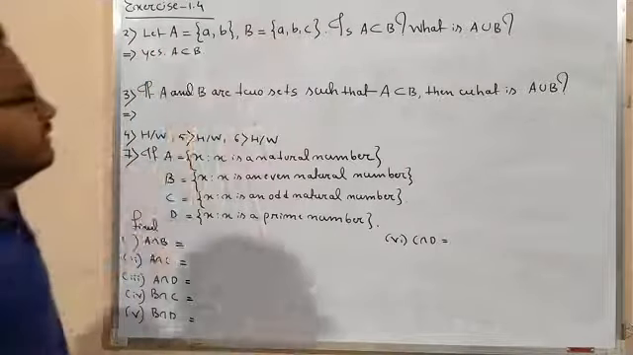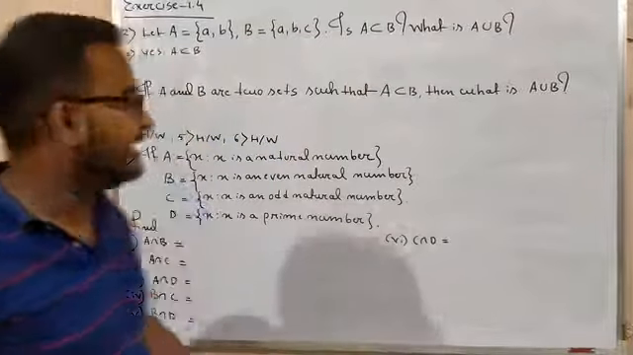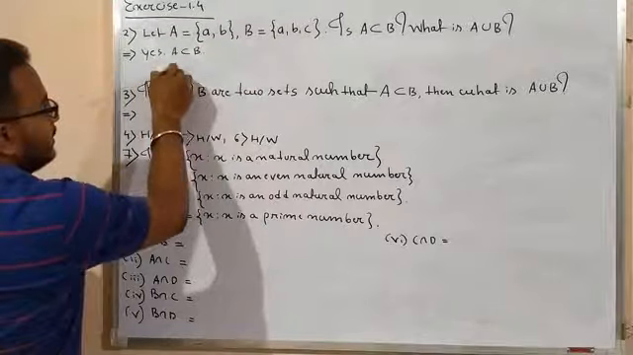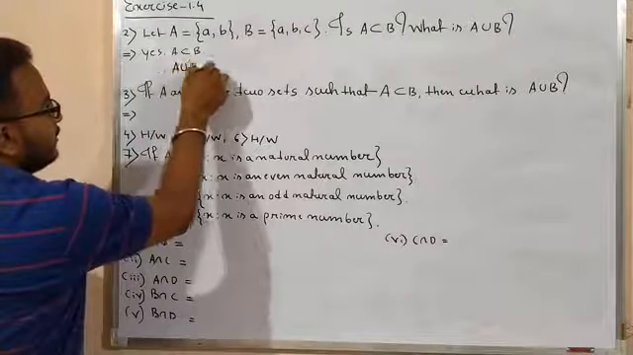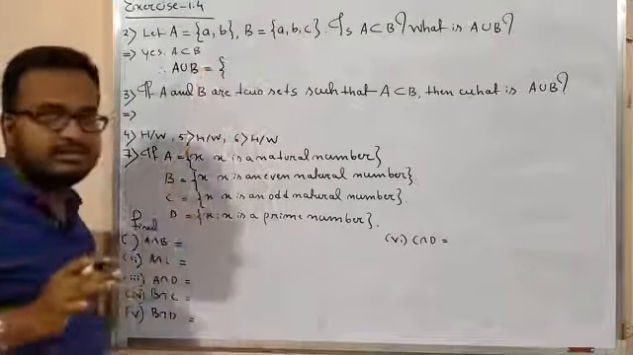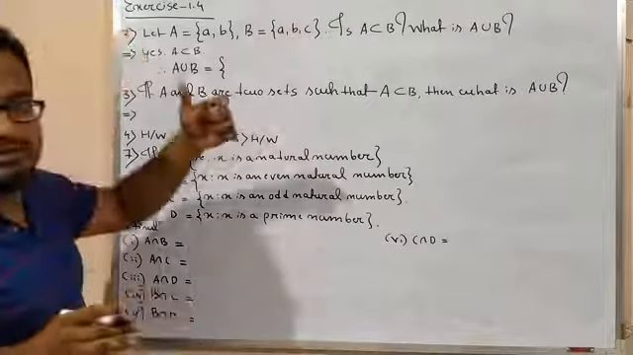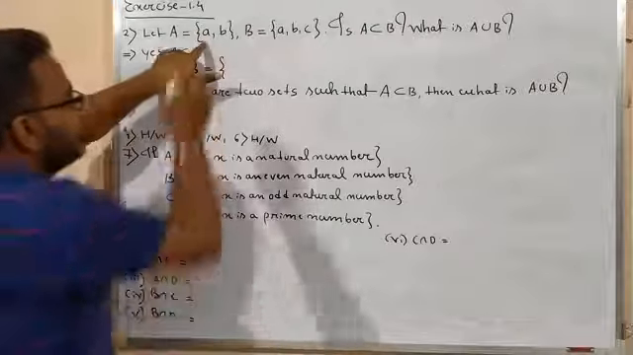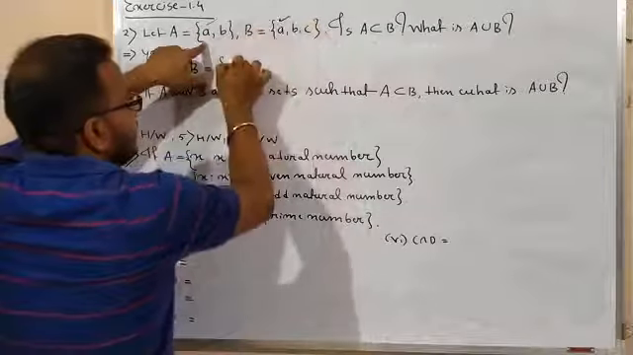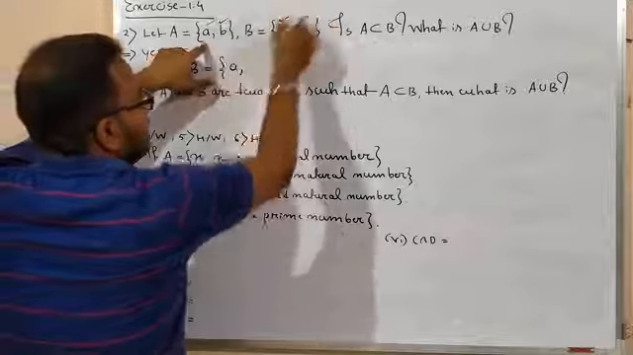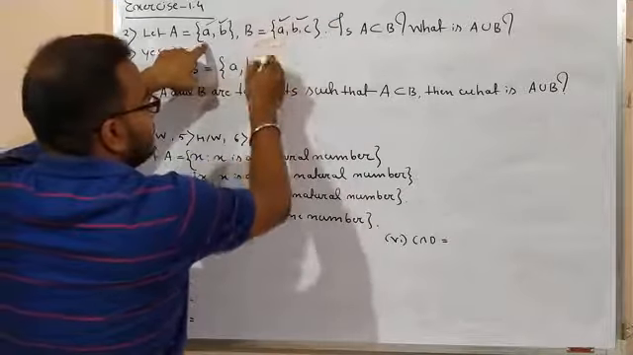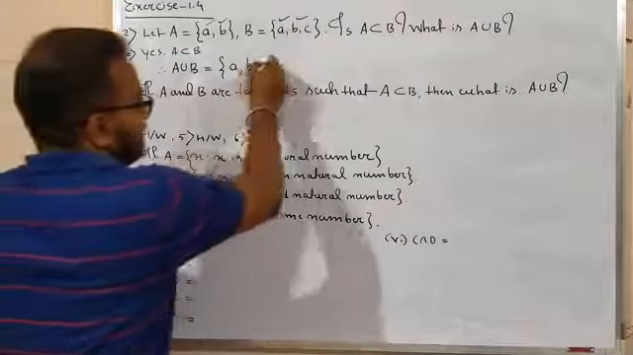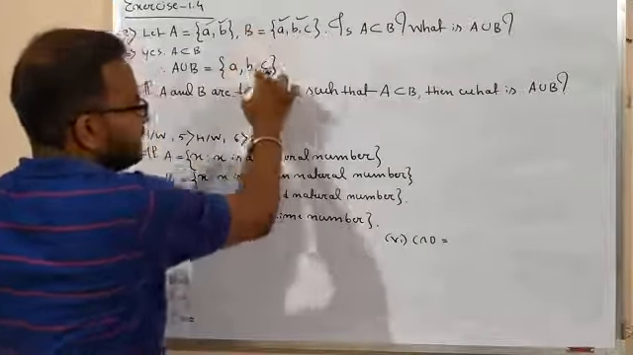Now the next question is: what is A union B? It is again easy. You just write all the elements of A and B, but a repeated element you write only once. Now a is there, so you write a. b is there, so you write b. And c is there, so you write c. So A union B is {a, b, c}, and this is basically the set B itself.